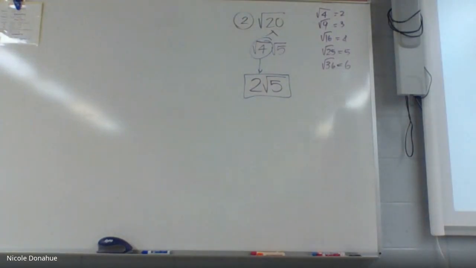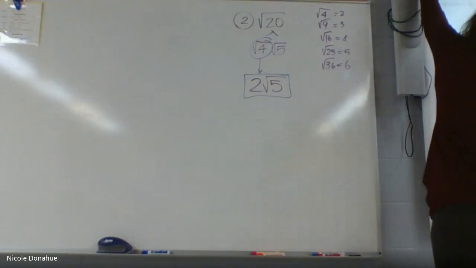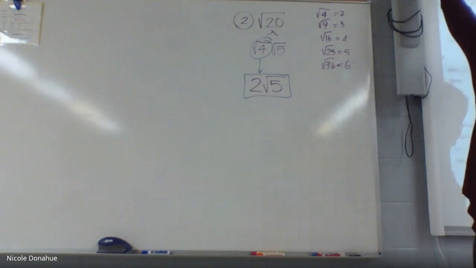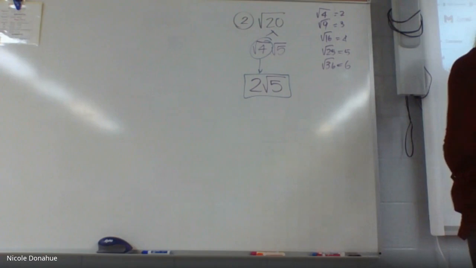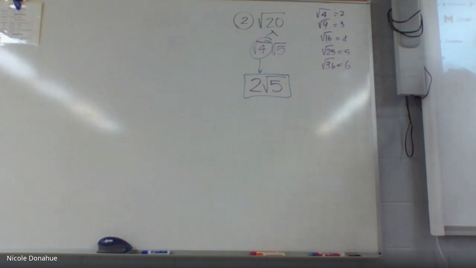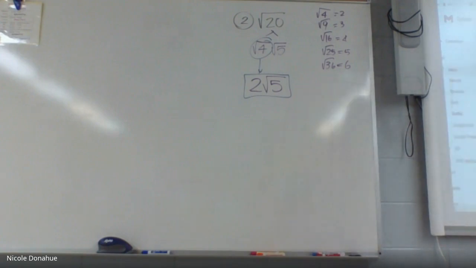So the next one is square root of 48. Dang it. I don't know if it's going to work today. Oh, no, it is. Okay, I just need to be patient. Patience is not one of my virtues.